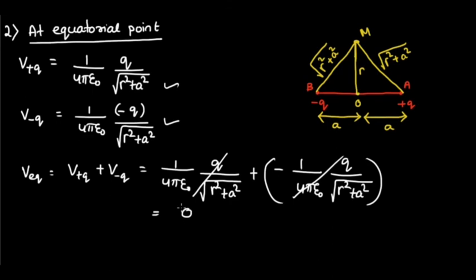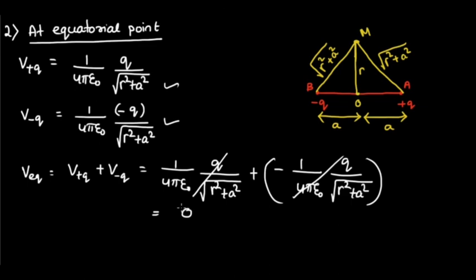So if you choose any point on the equatorial line, the electric potential at that point will be 0. But on the axial point, the electric potential is given by 1 by 4 pi epsilon naught P by r square. So students, in chapter 1, we have derived the electric field due to a dipole at the axial point and at the equatorial point. We saw that in case of a dipole, we have some electric field at the axial point as well as at the equatorial point. But the electric potential is 0 at the equatorial point of an electric dipole.